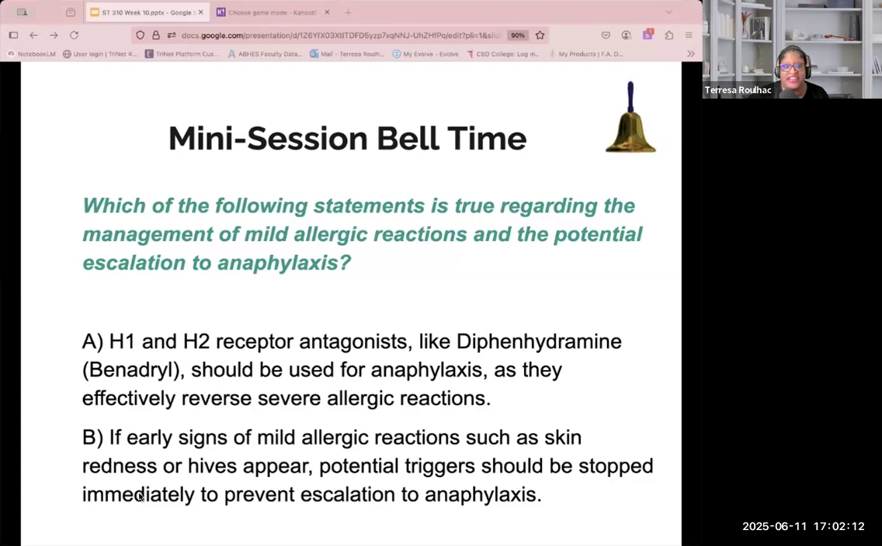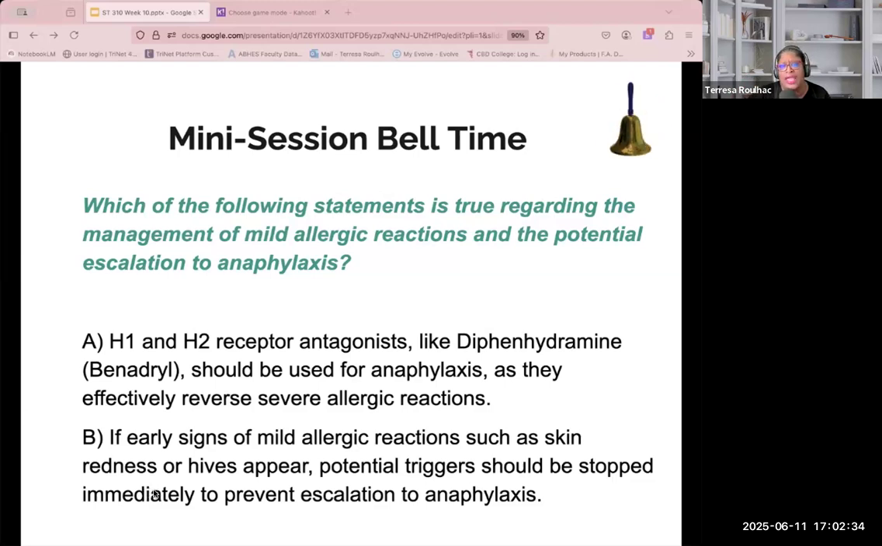I love it. You guys are correct. It's B. It's B because in the operating room, if there's anything going on, the first thing you're going to hear is we're going to stop whatever we were doing, oxygen, whatever trigger, because at that point, we're trying to make sure that we're eliminating any potential triggers.